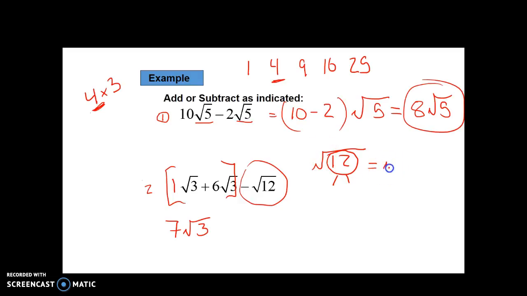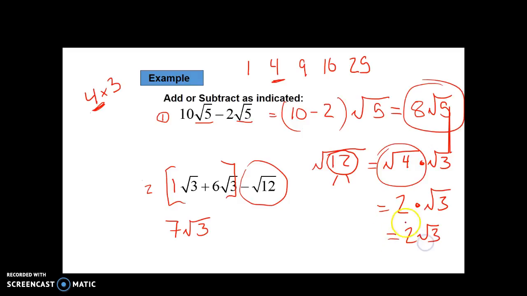So I'm going to rewrite this as the square root of 4 times the square root of 3. Okay? Sorry for that pen spike there. So the square root of 4, I know what that is. That's a perfect square, and that's 2. So 2 times root 3, or I could just express it as 2 root 3. Right? So what I've done now is I've simplified this root 12.